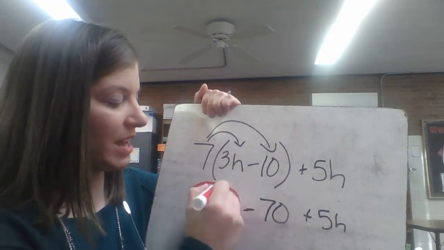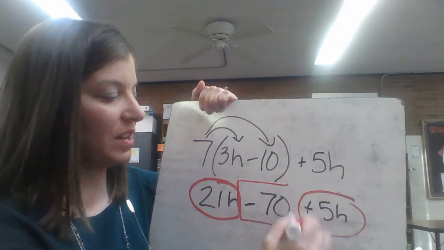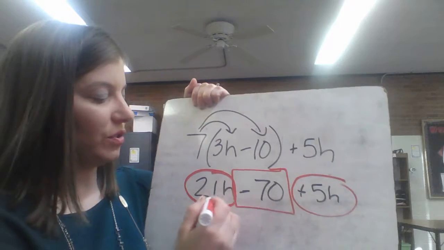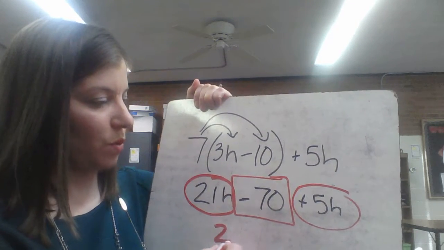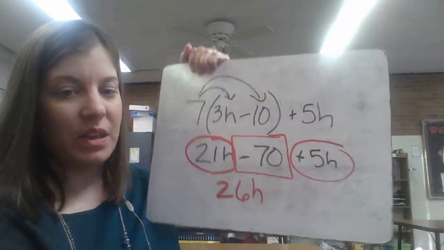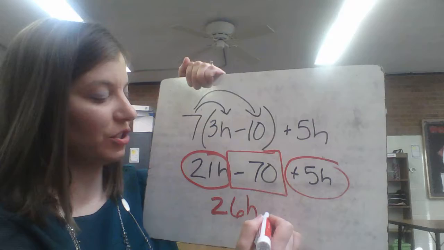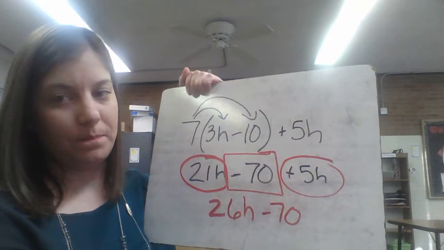So 21h is a circle, 5h is a circle. Negative 70 is a square. So now we can put our 21 and our 5 together, and that would make 26h. It's not h squared because we're adding. And then we just write minus 70. Okay, now we would be done.